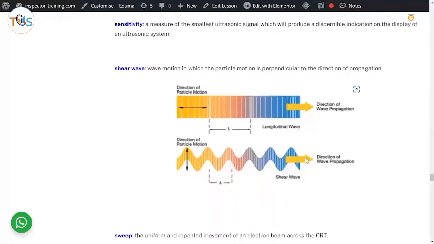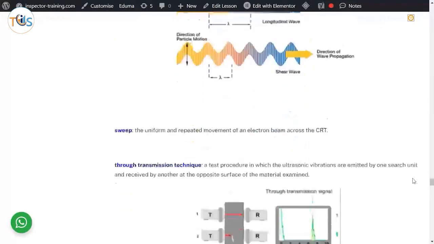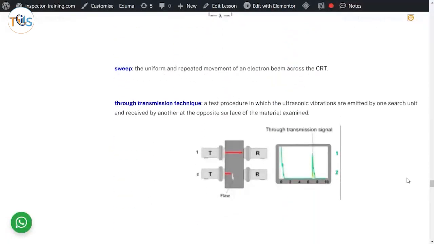Shear wave, we already explained this. Direction of particle motion perpendicular to the motion of the sound is shear, whereas direction of particle motion along the motion is longitudinal. And sweep is the uniform repeated movement of an electron beam across the CRT. So you're sort of widening the response or closing the response or removing some of the response outside of the monitor to focus on a particular response. So that's called sweep.